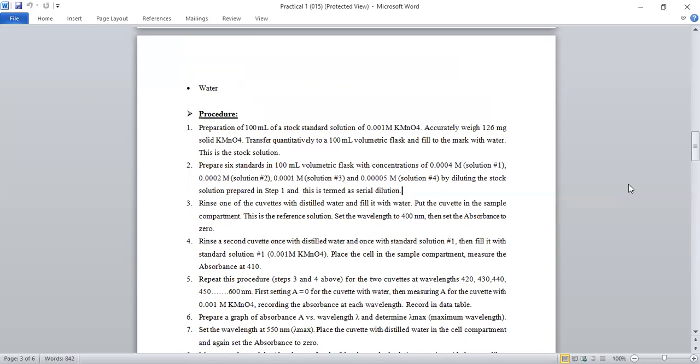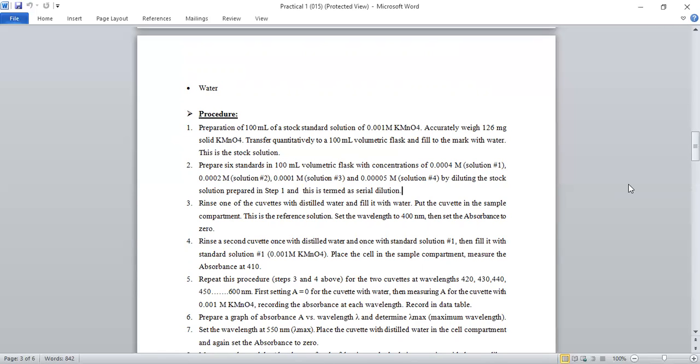Procedure: preparation of 100 ml of a stock standard solution of 0.001 M KMnO4. Accordingly, we have 126 milligram solid KMnO4 transferred quantitatively to a 100 ml volumetric flask and filled to the mark with water. This is a stock solution. Prepare standards in 100 ml volumetric flasks with concentrations of 0.004 molar, solution 1, 0.002 molar, solution 2, 0.0001 molar, solution 3, and 0.0005 molar, solution 4, by diluting the stock solution prepared in step 1, and this is termed serial dilution.